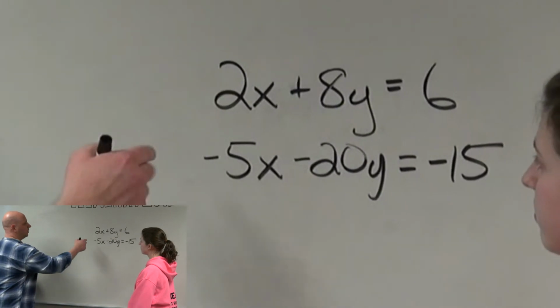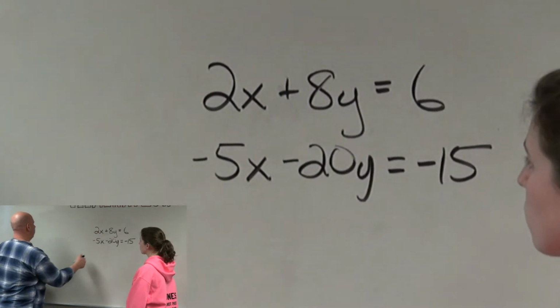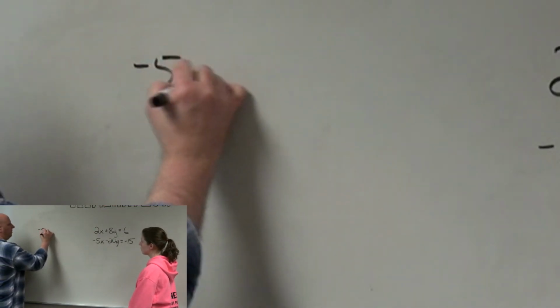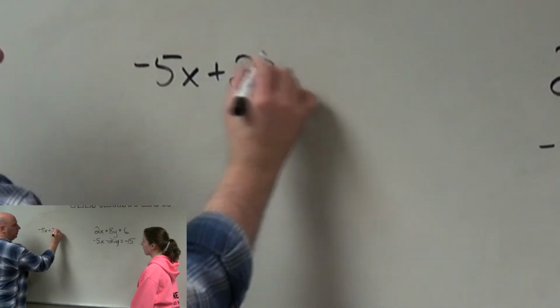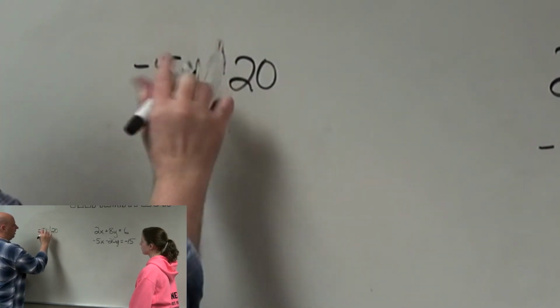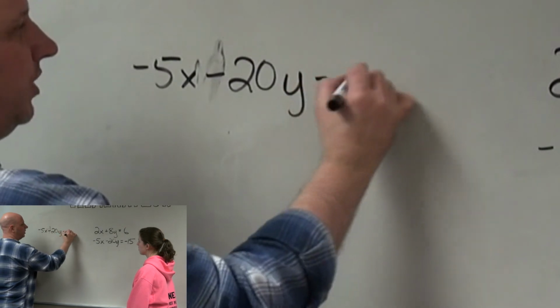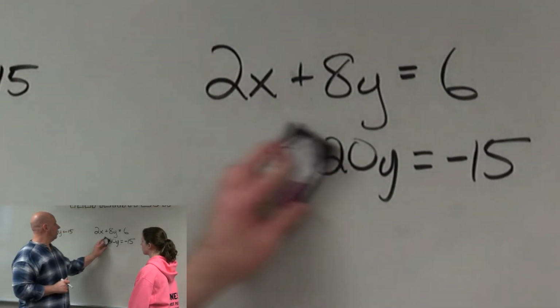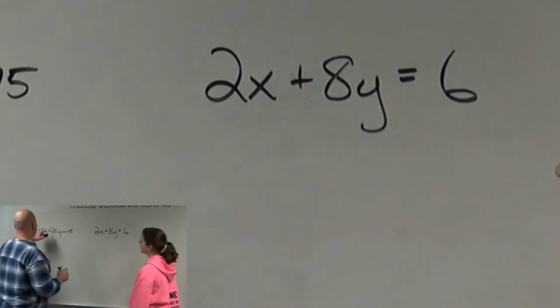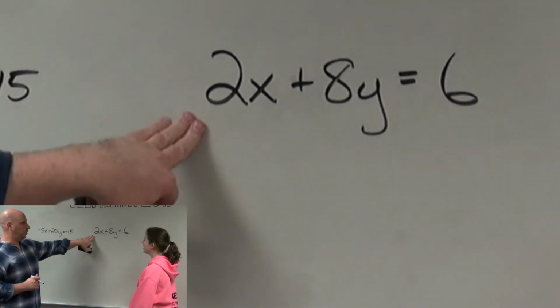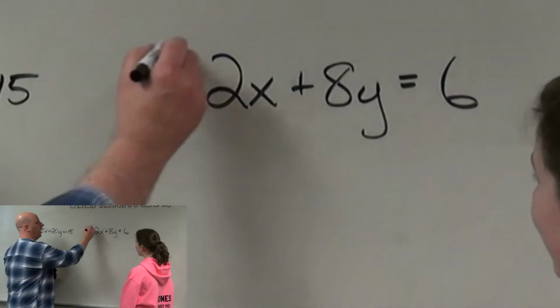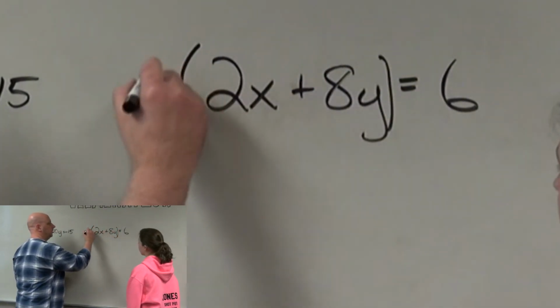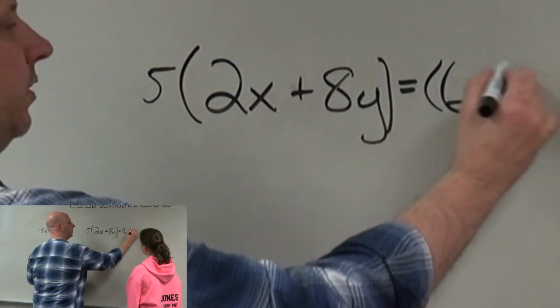Okay? So I'm going to take this equation and rewrite it over here. -5x plus 20, oh, that was minus. Should have caught that. Minus 20y is equal to -15. And then I'm going to erase it from over here. Okay, that looks ugly. I'm going to take this equation here and multiply by a +5, and do that on both sides.